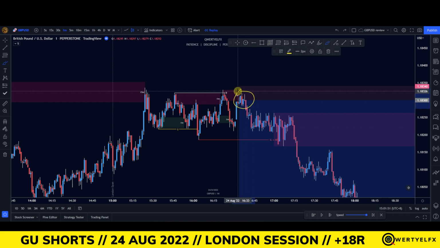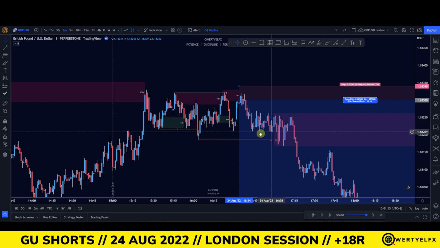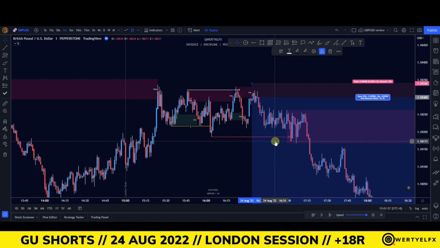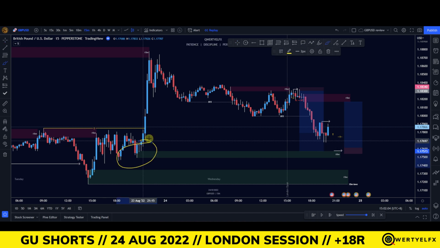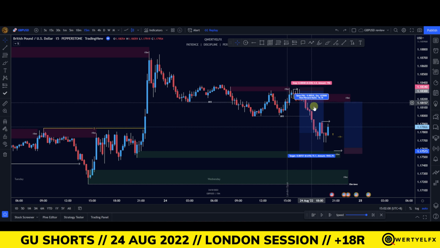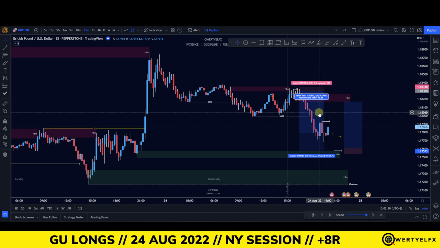So once we tapped into that extreme sell zone that caused this demand zone to fail, I would push my stop loss to break even once price clears this low over here. And for targets, I will be looking for that demand zone right at the bottom that started this big push up. So overall, this trade will have given me 18R.